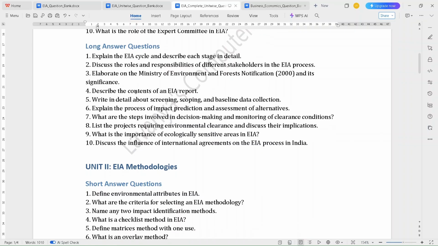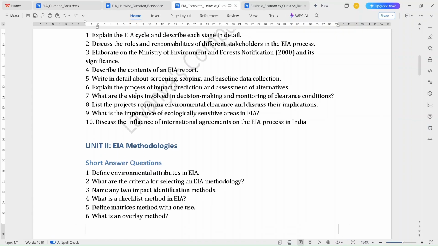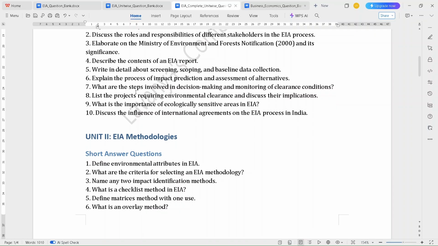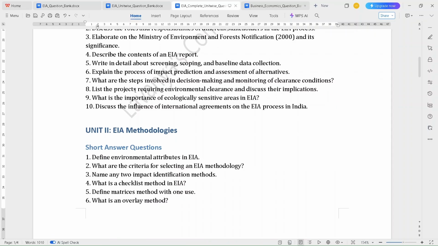Write in detail about screening, scoping, and baseline data collection. Explain the process of impact prediction and assessment of alternatives. What are the steps involved in decision making and monitoring of clearance conditions?